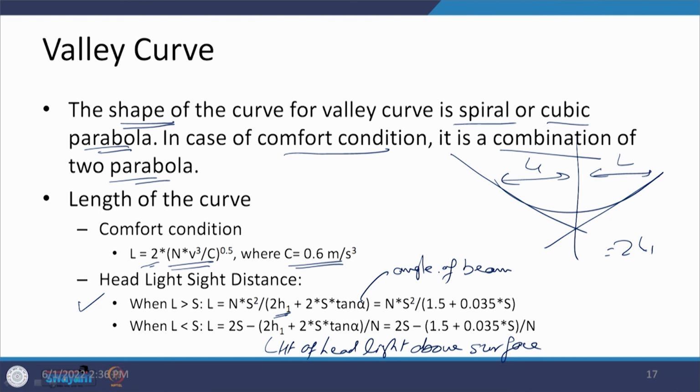So, if we consider these things, we get a formula again for the two conditions, that is, the assumption of whether the length is greater than S or the length is less than S when you are talking about the SSD. So, it becomes n S square divided by 1.5 plus 0.035 S, where 1.5 is basically 2 h1, so it is 2 into 0.75, and tan alpha is 1 degree, and with respect to that you are going to get these values. Similarly, when L is less than the SSD, then it is 2 S minus (1.5 plus 0.035 S) divided by n. So, these are the two formulas we are going to utilize to find out the length.